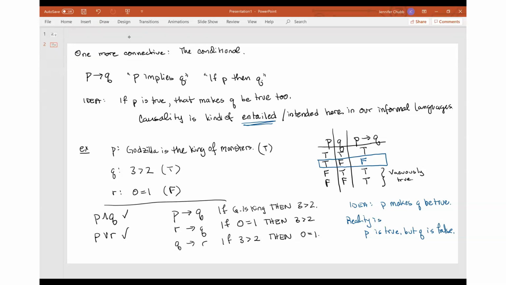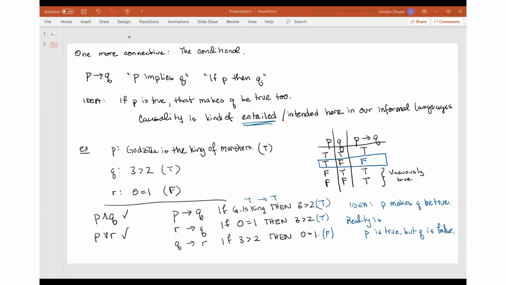With this definition of implication, Godzilla being king and 3 being bigger than 2, that's a true implies true. So this statement is true. This is a false implies true. It doesn't even matter what's over here, right? If the first part's false, then the whole thing's true, vacuously. So that's true. And then if 3 is greater than 2, then 0 equals 1. This is false. Even though they don't necessarily have anything to do with each other, if the first thing is true and the second thing is false, it is not the case that the first thing makes the second thing true.